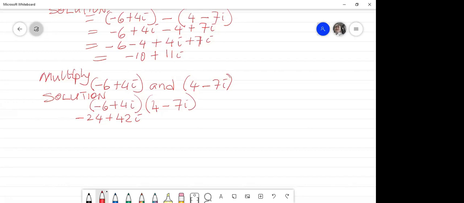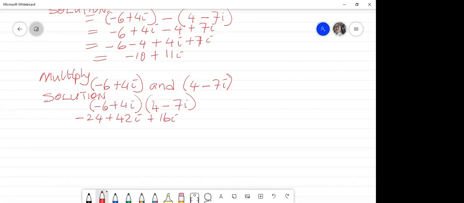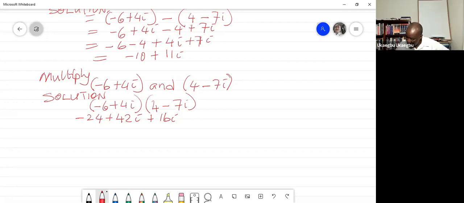So then you multiply the 4i times the 4 and the negative 7i. So that would be positive 16i. And then you multiply, and that'll be negative 28i squared, because positive times negative is negative. So we have negative 28i squared.